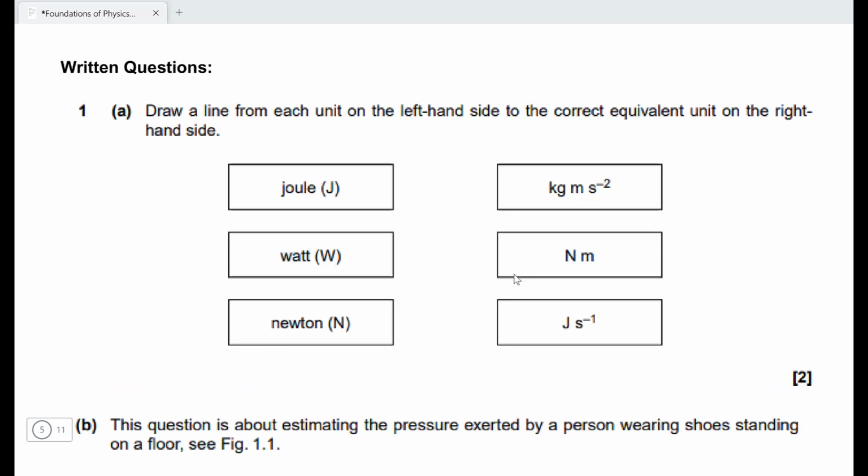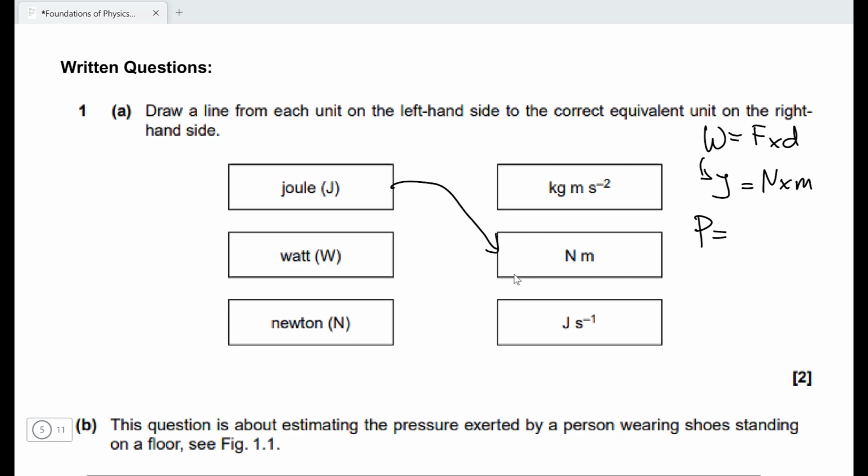Okay, written questions. So let's have a go at some written questions. Draw a line from each unit on the left hand side to the correct equivalent on the right hand side. Okay, well, the joule, we're going to use work is equal to force times distance because work is measured in joules and is equal to force times distance, which is newtons times meters, which is newton meters. So therefore that's got to be true.